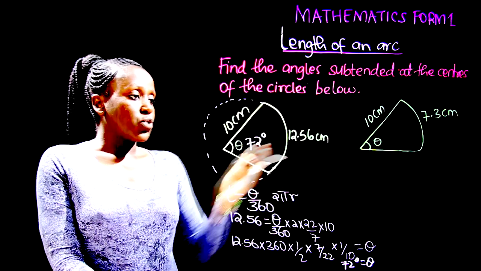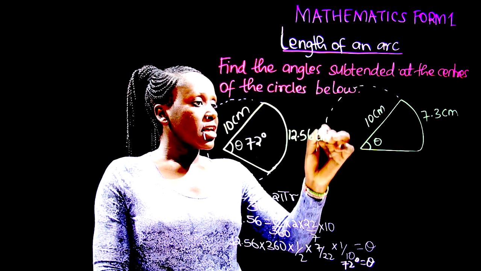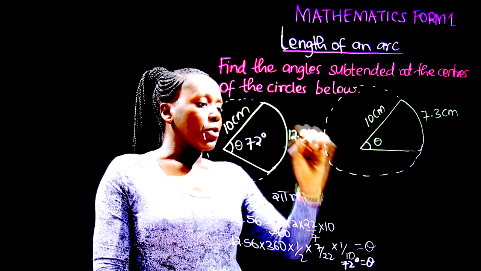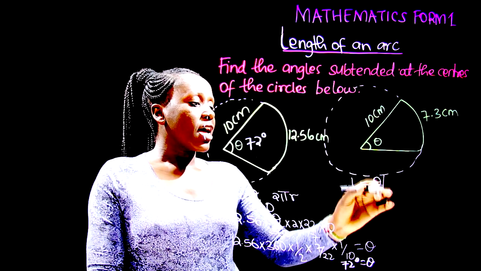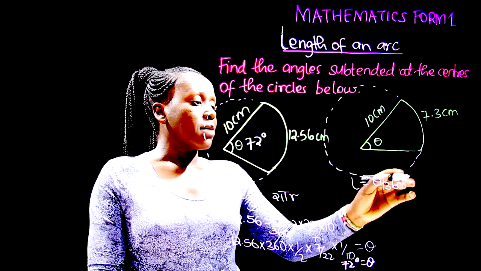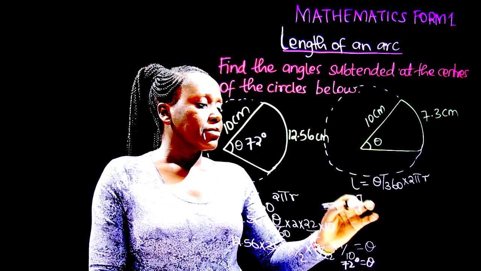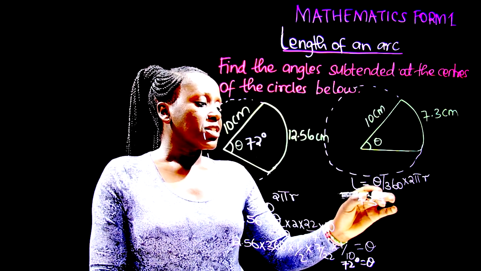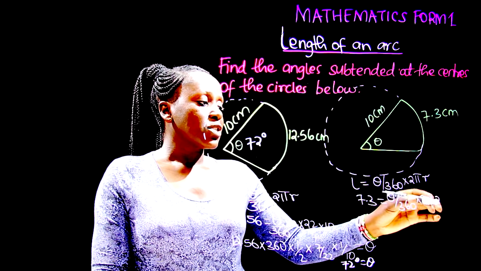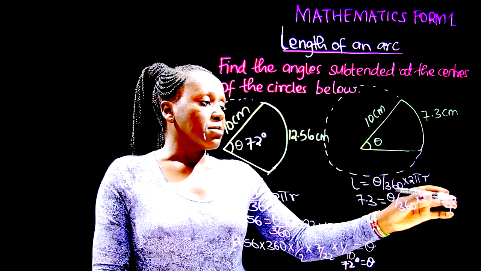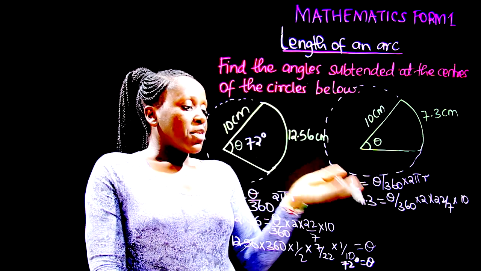So the same thing is going to happen in the other circle. If we complete this, we form a full circle. So L, or rather the length of the arc, is equal to theta over 360 times 2 pi r. The length is 7.3, which is equal to theta, we don't know it, over 360 times 2 times 22 over 7 times the radius, which is also 10. So we do the same thing here.